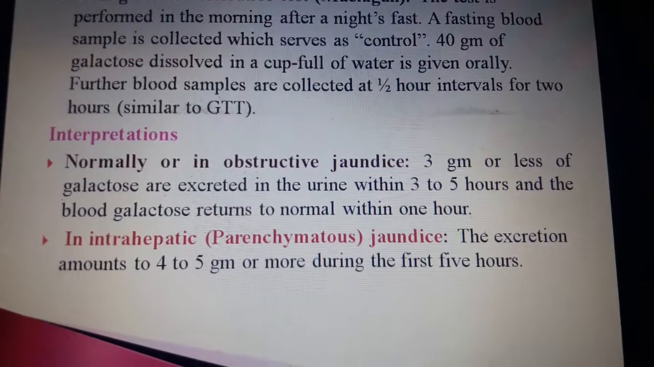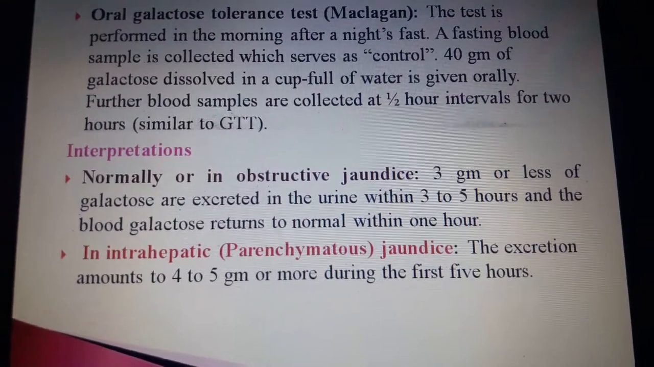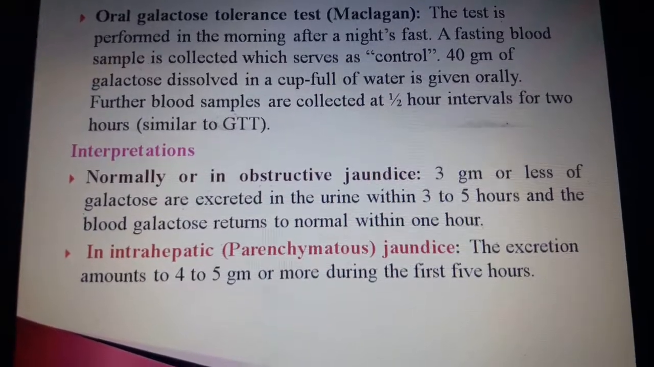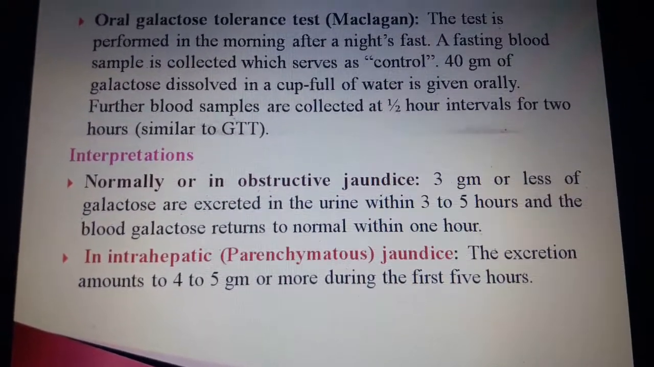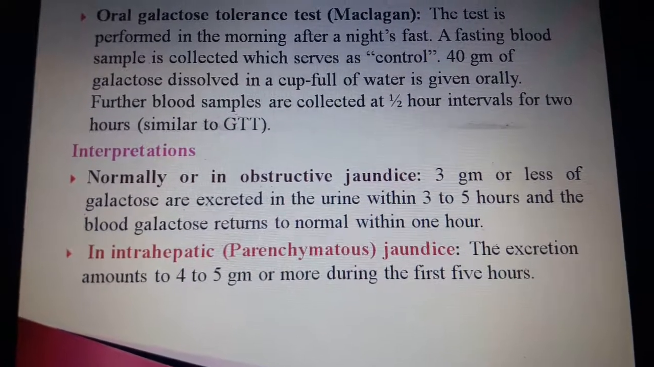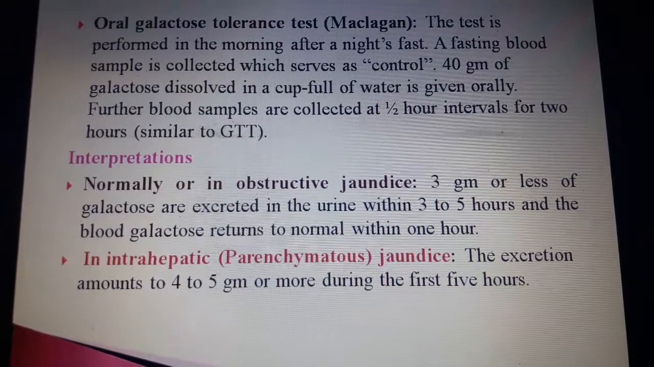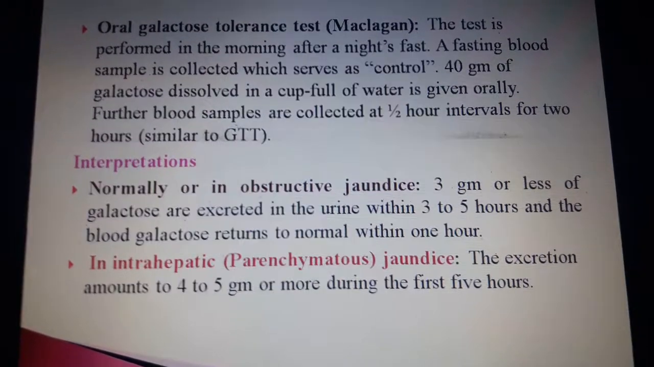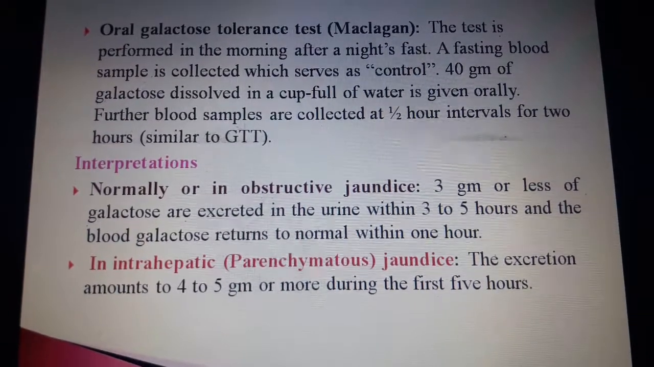Interpretation: normally or in obstructive jaundice, 3 grams or less of galactose are excreted in the urine within 3 to 5 hours, and the blood galactose returns to normal within 1 hour. In intrahepatic jaundice, the excretion amounts to 4 to 5 gram or more during the first 5 hours.